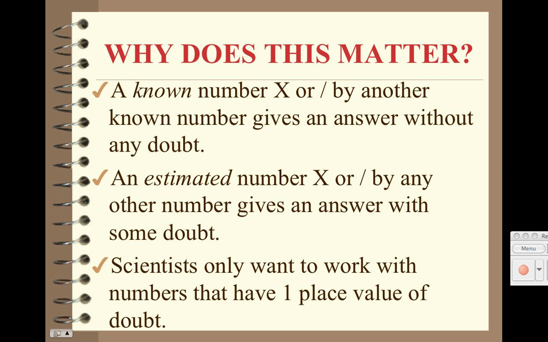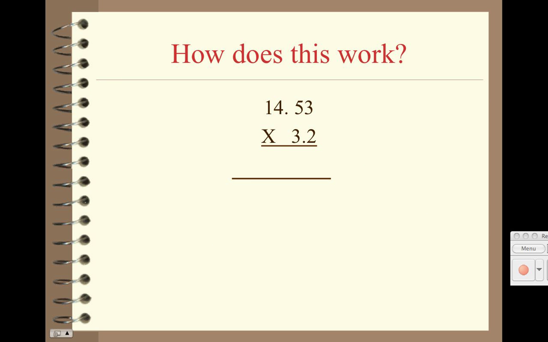Okay? So a known value, and why does this matter? Well, because when a known value is multiplied or divided by another known value, it gives us a number that's known without any doubt. When an estimated number is multiplied or divided by another number, it gives us some doubt. And scientists only want to work with numbers that have one place of doubt or one estimated number. So let me show you how this works.